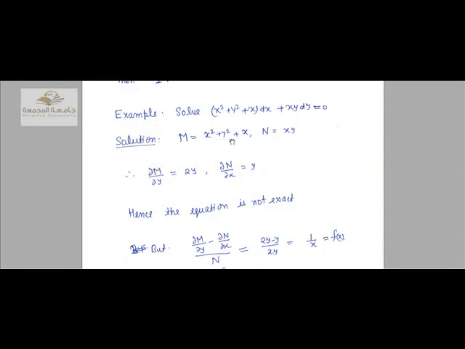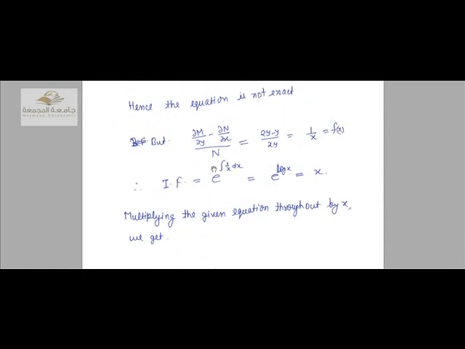So M is x square plus y square plus x and N is xy. Therefore, del M over del y is equal to 2y and del N over del x is equal to y. Hence, the equation is not exact, but (del M over del y minus del N over del x) over capital N is equal to 1 by x, which is purely a function of x. Therefore, the integrating factor is equal to e to the power integration 1 by x dx. This is equal to e to the power log x, which is equal to x.